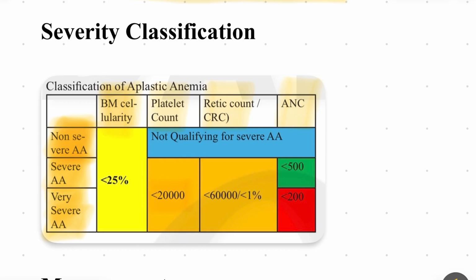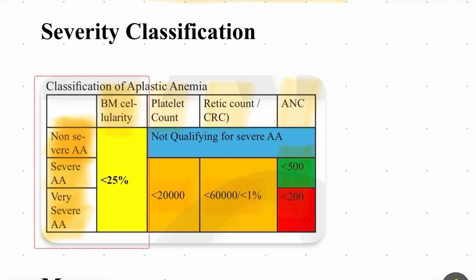Platelet count is less than 20,000. Retic count is less than 60,000, or less than 1% corrected retic count. But the main important difference, as you have noticed, is that severe and very severe have platelet and retic count in common. So we need to differentiate between severe and very severe by checking ANC, where for severe it is less than 500, but for very severe it will be less than 200.